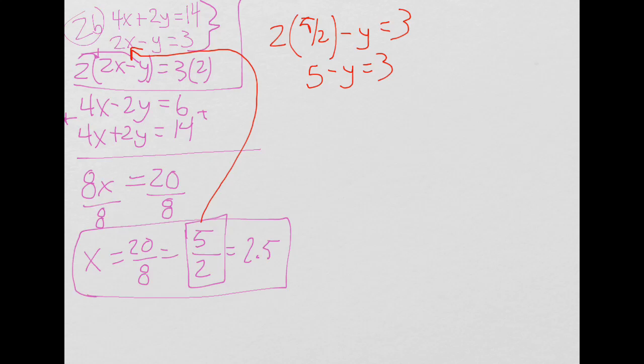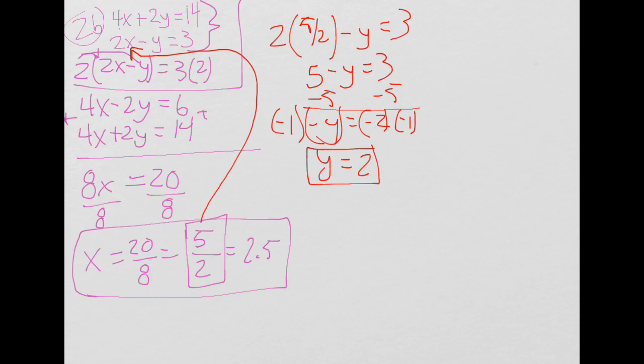So you can subtract 5 from both sides to get negative y equals 3 minus 5, which is negative 2. So multiply by negative 1 on both sides. Do that, and you will see that you get y equals a positive 2. So we have found our two answers, and again we're going to write that as an ordered pair, 2.5, comma, 2, x, comma, y. And we're done.